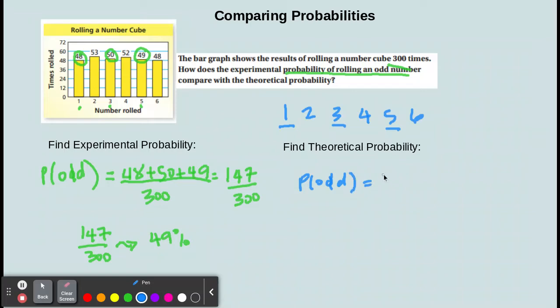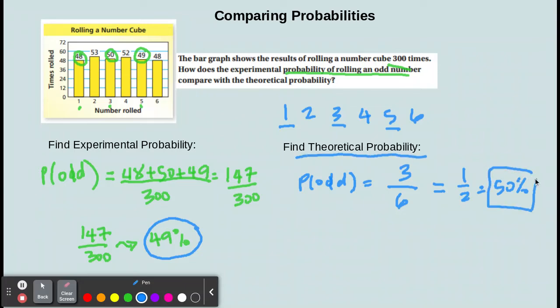Number of favorable outcomes is 3, right? 1, 2, and 3. And how many possible outcomes do we have? Well, 6. So this is the same as 1/2, which is the same as 50%. So our experimental probability of rolling an odd number shows us that it was approximately 49%. But in theory, our theoretical probability says that it should be about 50%. So our experiment was fairly close to the theory.